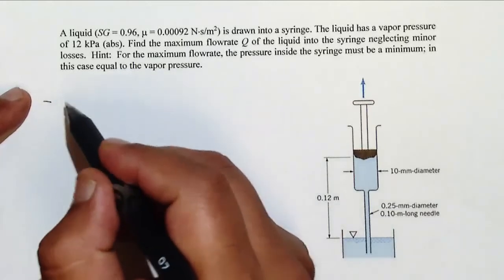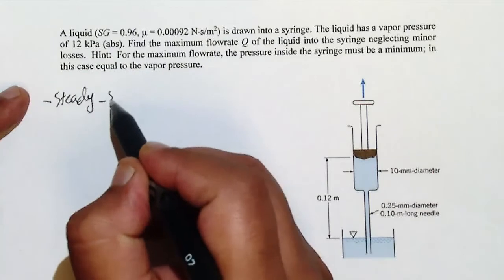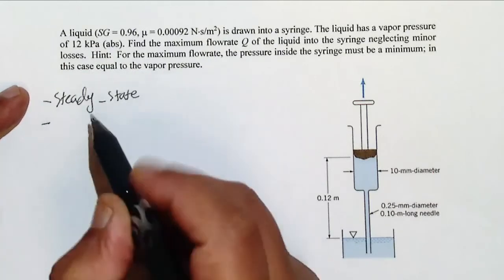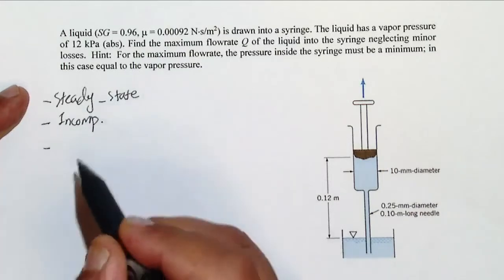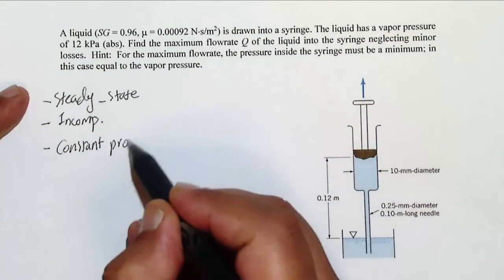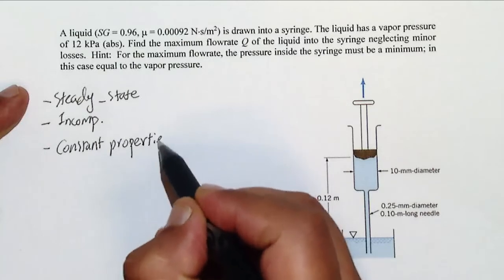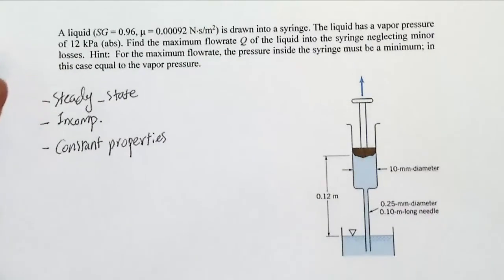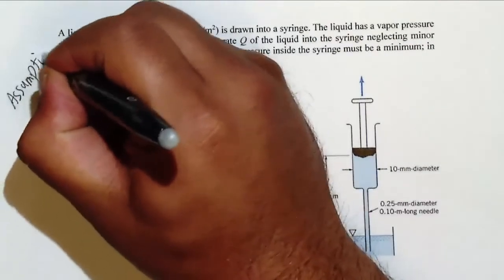If you write down the assumptions: first of all, steady state. The second is incompressible, and third is constant properties. Constant properties means that viscosity, mu, is not going to change. Okay, so we'll find out what these assumptions are. These are my assumptions.